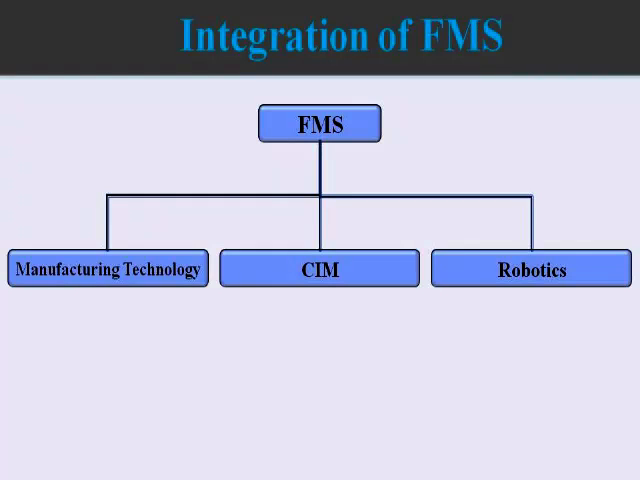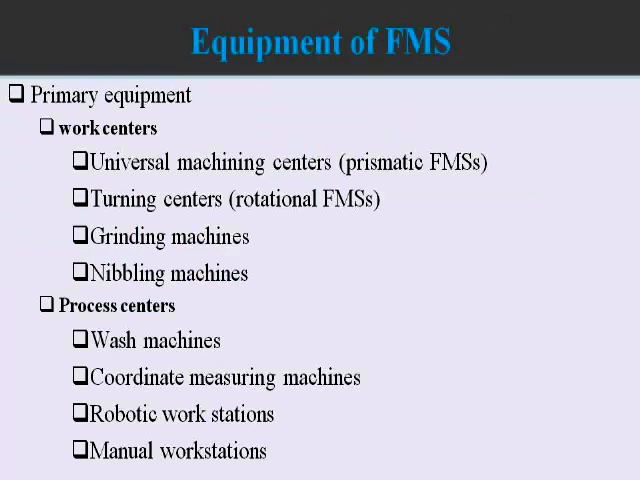The equipment can be classified as primary equipment and secondary equipment. Primary equipment includes work centers. What are the work centers? Like universal machining centers, horizontal machining centers or vertical machining centers. And in certain machining centers, both these facilities, horizontal as well as vertical, are available. And universal machining centers and turning centers, grinding machines, CNC grinding machines, CNC nibbling machines, and processing centers like CNC washing machines, computer numerical control coordinate measuring machines, CMMs, robotic workstations, and certain manual workstations.